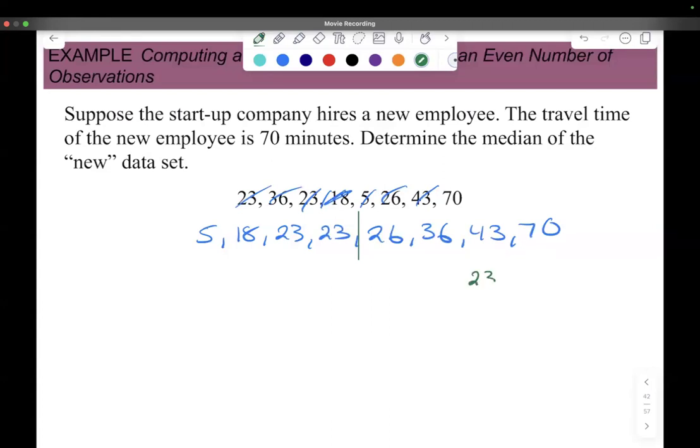So I would do 23 plus 26 and divide it by 2. And I know I could do this in my head, but sometimes I don't trust myself. So that's 24.5. So now the median is 24.5. This is my median. The median doesn't have to be an actual data value. It just has to be smack dab in the middle of your data set. So when you have an even number, it is smack dab in the middle. Questions? Because I'm going to make you do this on your own.